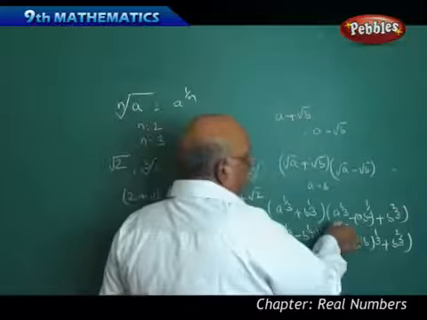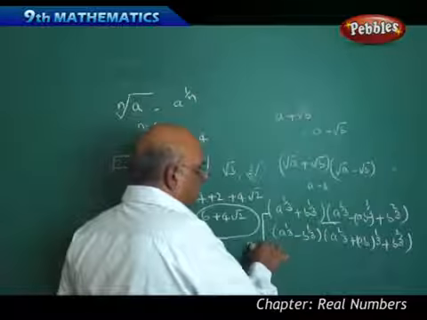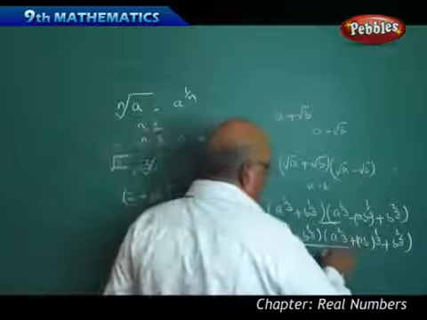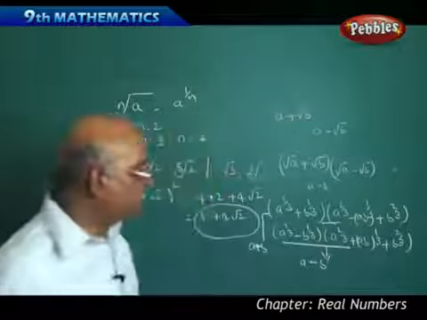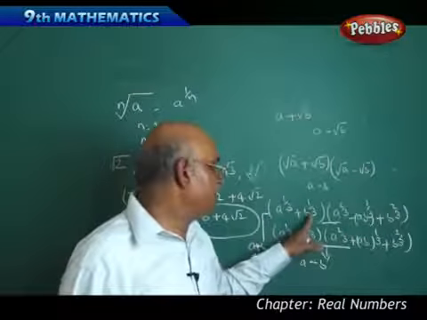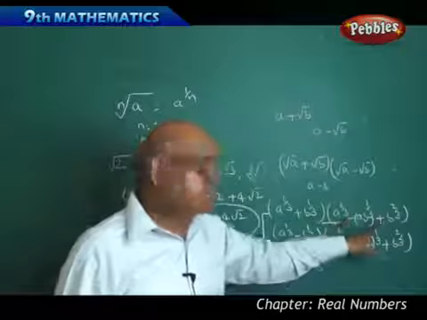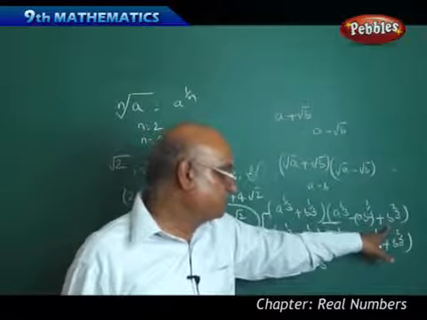If I multiply both, we are going to get the form a plus b. In the same manner, if I multiply this and this, I am getting a minus b. Therefore, I can say that for a to the power of 1 by 3 and b to the power of 1 by 3, the rationalizing factor is a to the power of 2 by 3 minus ab to the power of 1 by 3 plus b to the power of 2 by 3.